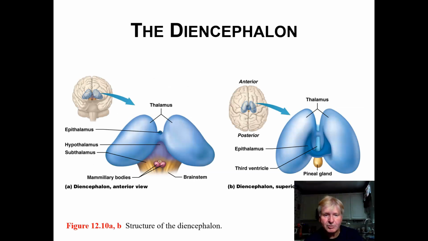So here's the structure of the diencephalon from the frontal view. You see the pineal gland, which is inferior, the thalamus, the two egg-shaped structures. On the anterior view, you can see the mammillary bodies, the hypothalamus, the subthalamus.